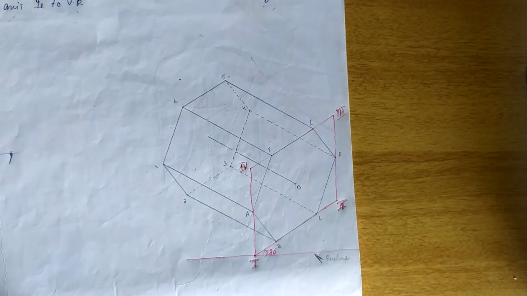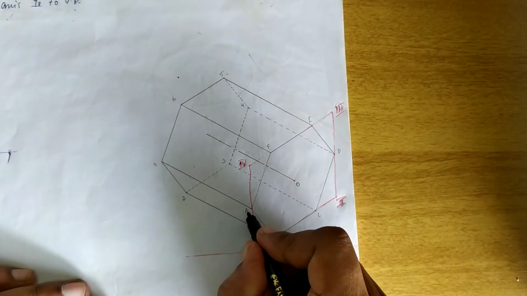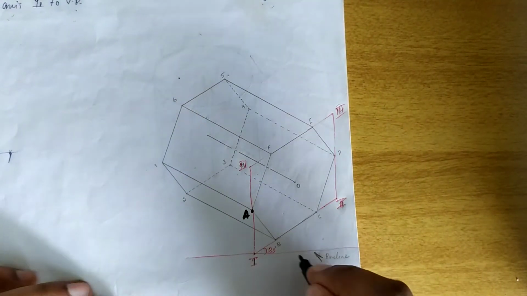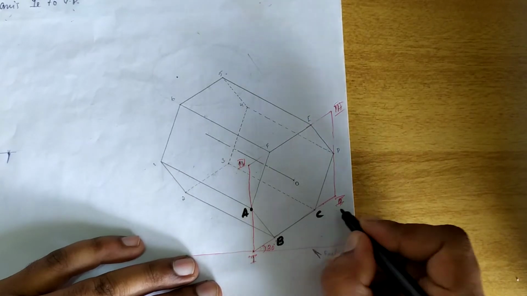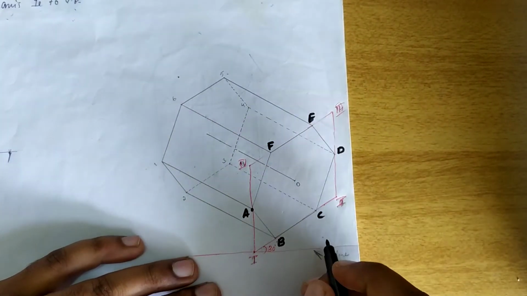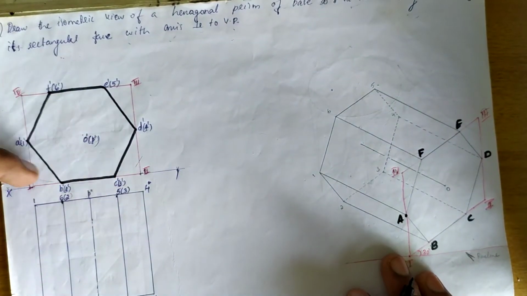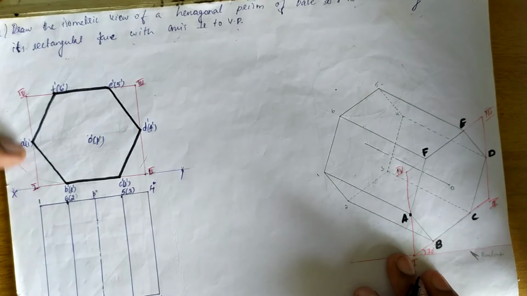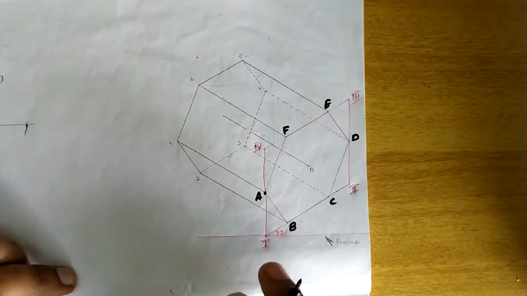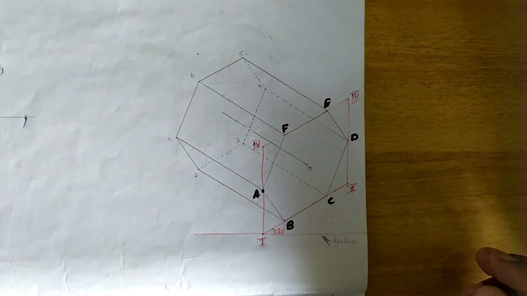Then the next step is you locate all the points, say A on this base, then B, C, D, E and F, by taking the same distance from the front view. From this figure you take the same distance, and the first point is on 1, 4, so locate point A on 1, 4. Similarly locate B, C, D, etc.